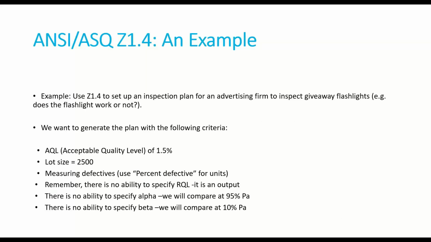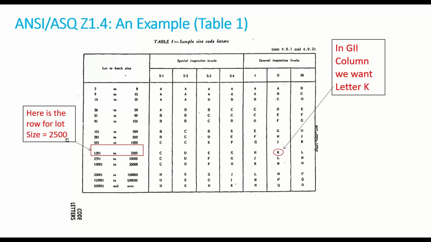Okay, so here we have an example, and we'll generate a plan with the following criteria. All of this information. RQL now is an output, with no ability to specify it, but we're going to compare these alphas and betas with these probabilities of acceptance. So I'm using the military standard tables. Please excuse, they're ugly, I know, but we want to generate a plan with the following criteria.